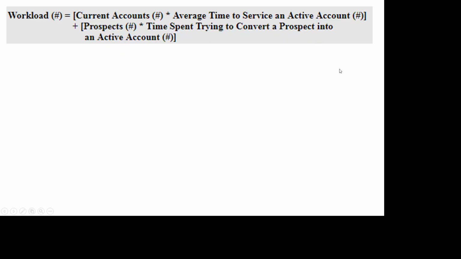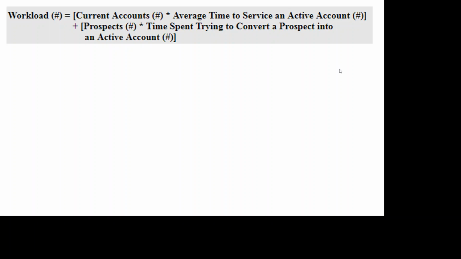So we have what we call workload, just basically how many hours a particular salesperson works. To calculate workload, you need to know how many current accounts they have, just the number of active customers who buy from them. You can call them current, or you can call them active. You also need to know how many prospects there are. These are non-customers that you're trying to turn into customers.